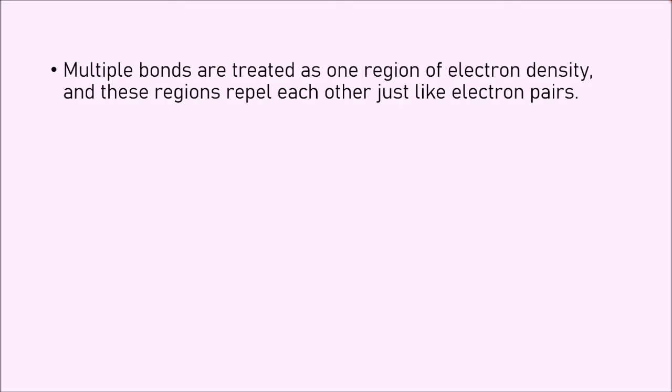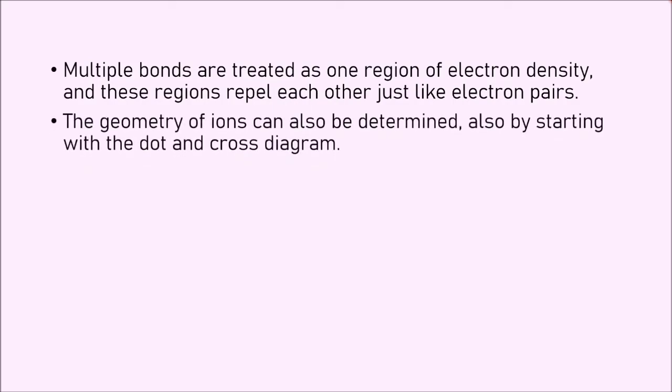Same rules apply. Now we can also use all these rules to find the geometry of ions. It's pretty much the same idea. It's just remember that whenever we have a dot and cross diagram, we always draw brackets around and then show the charge of the ion. Well, we do exactly the same when we show the geometry.